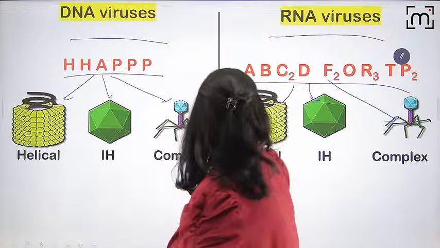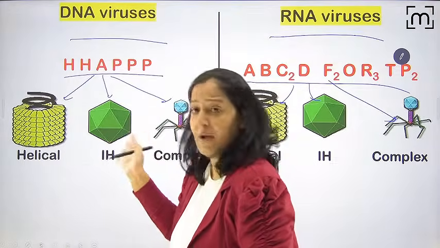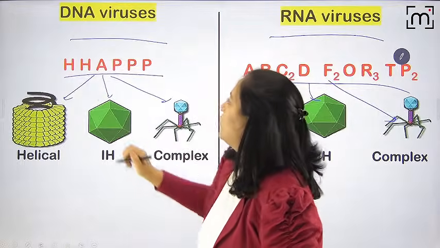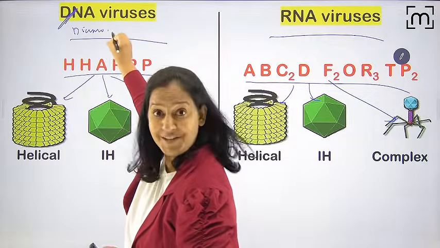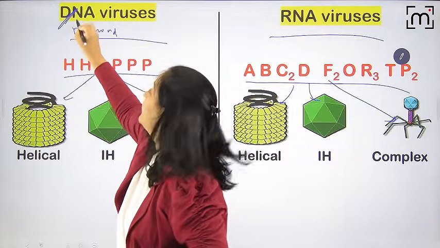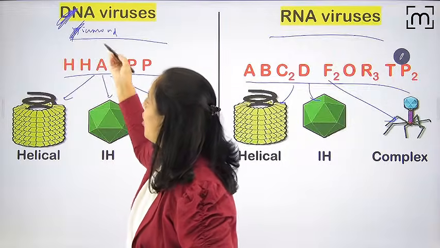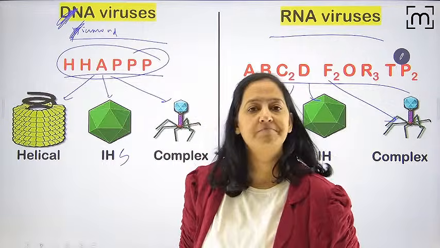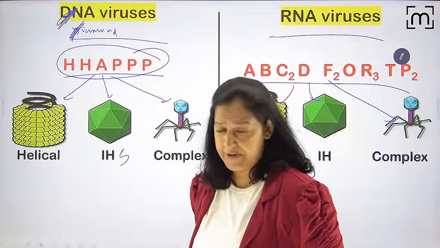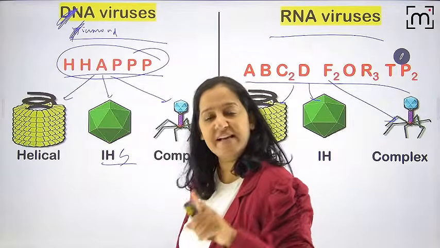Okay, let's come here. How to learn the symmetry. Now, D for DNA, D for diamond. Learn the mnemonic. Make a concept. D for DNA, D for diamond. All DNA viruses: out of 6, 5 of them are diamonds, meaning icosahedral. 5 of them are diamonds, except one.